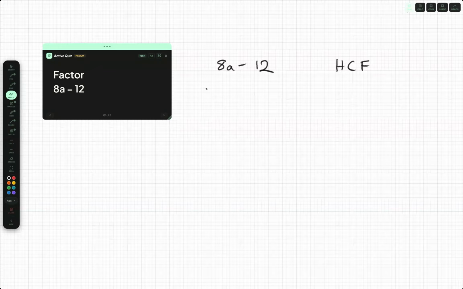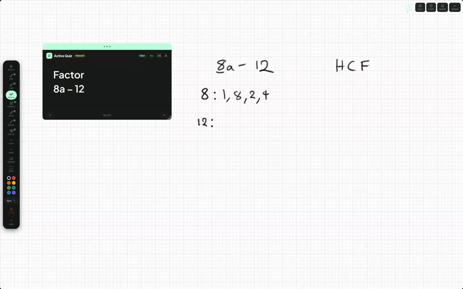And we would have done this a while ago, but when we're listing our common factors, one way to do it and one way to find the highest common factor is to list out all the multiples that make each one of these values. So for the coefficient 8, what are the multiples of 8? Well, we can do 1 times 8, 2 times 4, and that's about it. And then for 12, well, there's 1 times 12, there's 2 times 6, and there's 3 times 4.